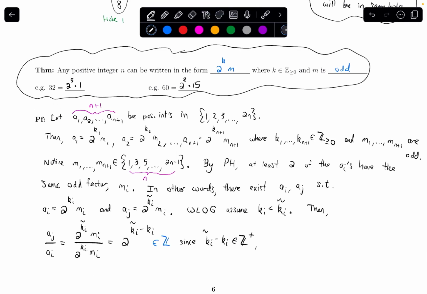Okay, so that means if I move a_i to the side, a_j equals a_i times 2 to the k_i tilde minus k_i, where this thing in the parentheses is an integer. So because a_j equals a_i times an integer, this means that a_i divides a_j. And that's exactly what we wanted to show. So we are now done with the proof. And there we have it.